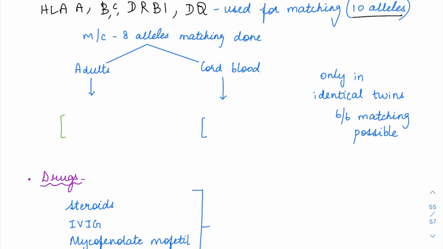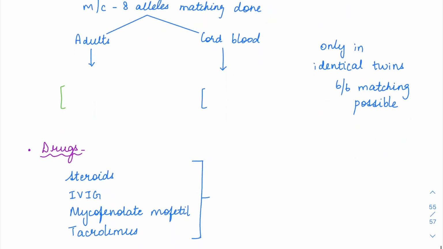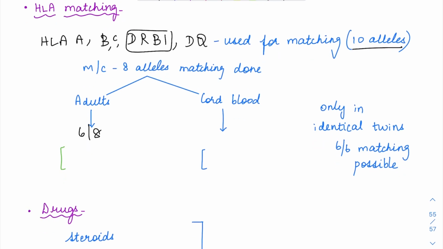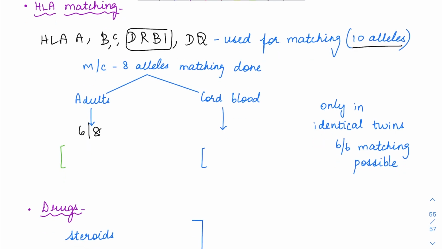Okay, so DRB1 is going to be the most important one. In adults, we are going to use only 6 out of these 8 alleles. So even if 6 matching is there, we can proceed with the transplant. And the most important of this will be the HLA DRB1.